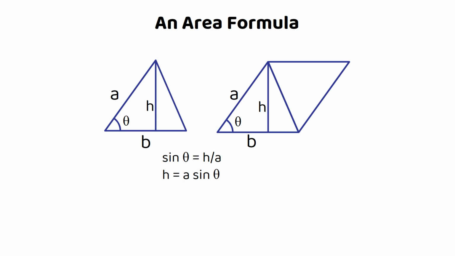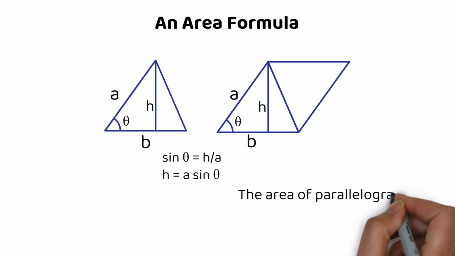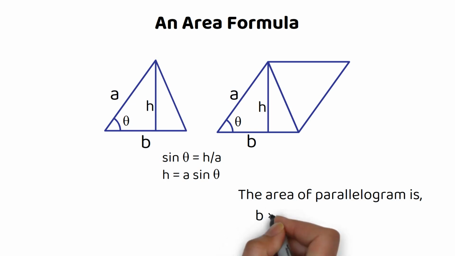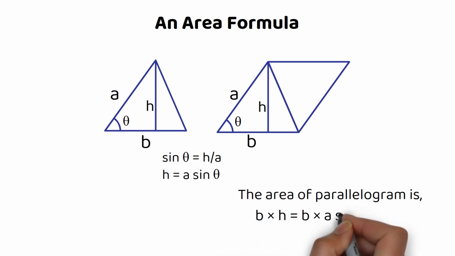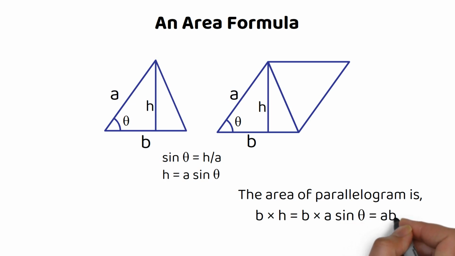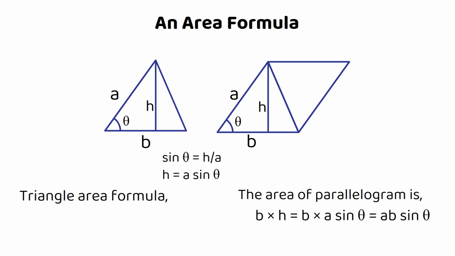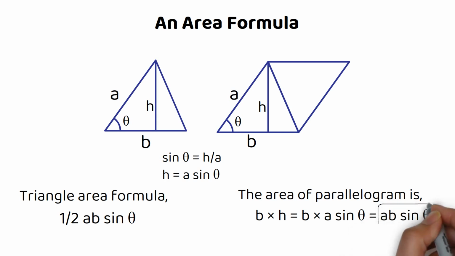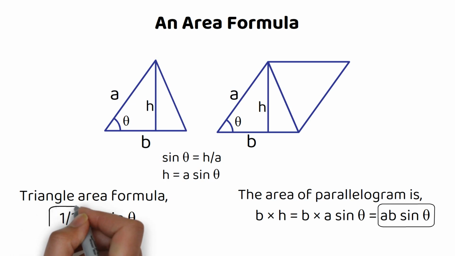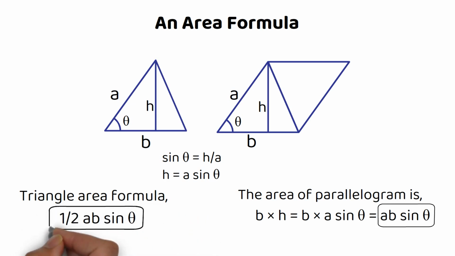Now, since the area of the parallelogram is base times height, we get base times a times sine theta, which means ab times sine theta. As the area of a triangle is 1/2 the area of a parallelogram, we get the triangle's formula as 1/2 of ab sine theta. Thus, to summarize, the area of the parallelogram can be computed by multiplying the two sides together and then multiplying by the sine of the angle between the sides. The area of a triangle can be done the same way, just by multiplying that exact same formula by 1/2.